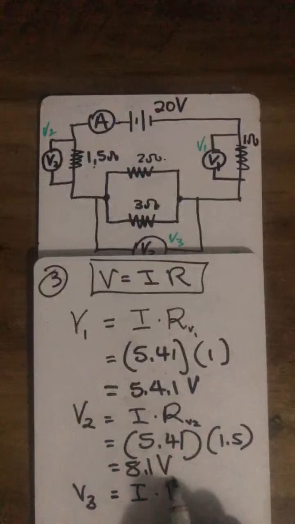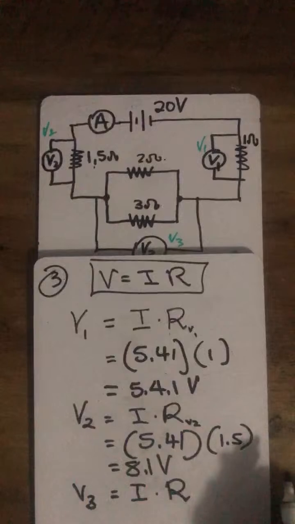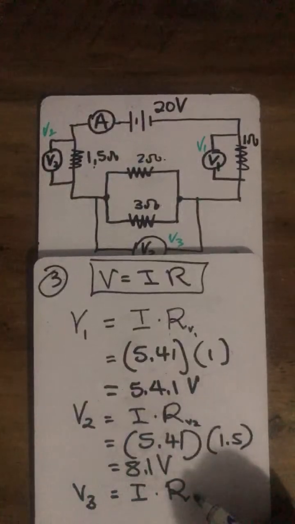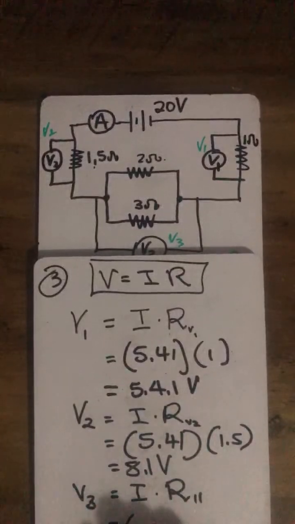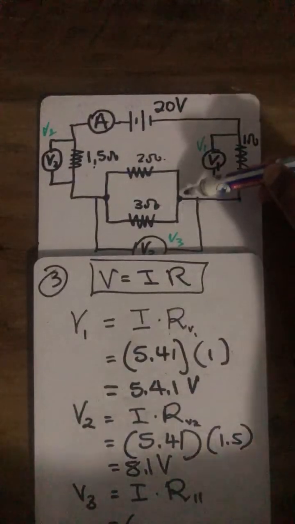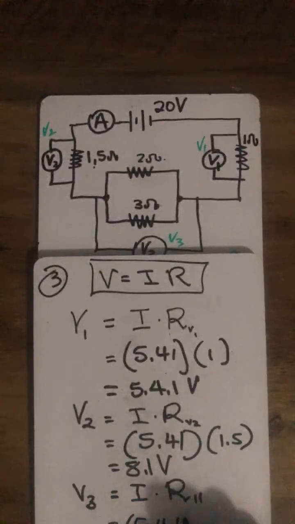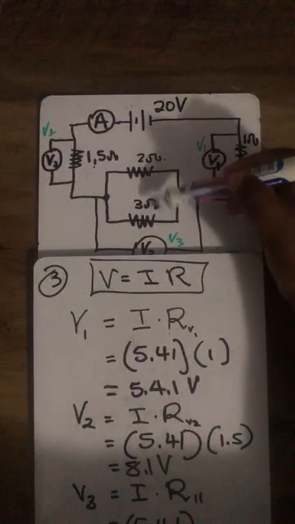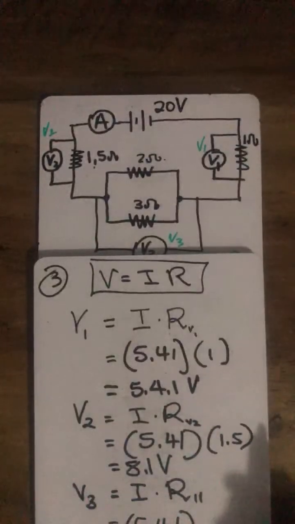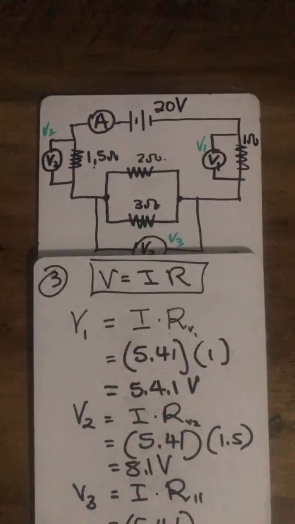And then when it comes to V3, you need to say the current that is passing through that V3, and again the resistance that you substitute there must be where that V3 is connected, and V3 is connected on the parallel connection. So now that means the current that must split within that parallel connection is still that 5.41. But you need to be careful with R. The R is for the combined and not for 2 or 3.